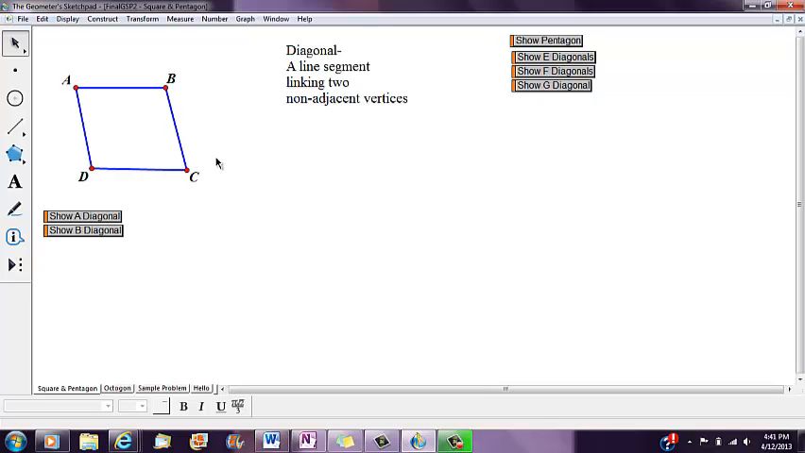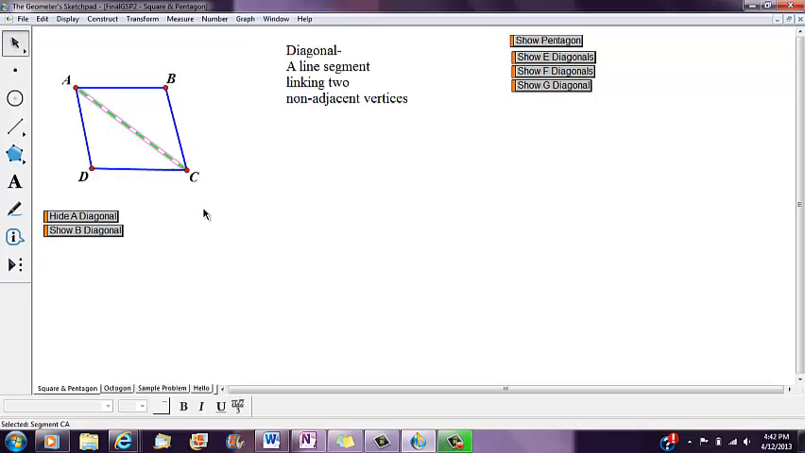So how I constructed this square was I just made 4 points, selected all of the points, and constructed segments that connected each one. The definition of a diagonal is a line segment linking two non-adjacent vertices. So my first diagonal for this square starts at vertice A, which is right here, and it is going to go to vertice C, as you can see by the green dash line.